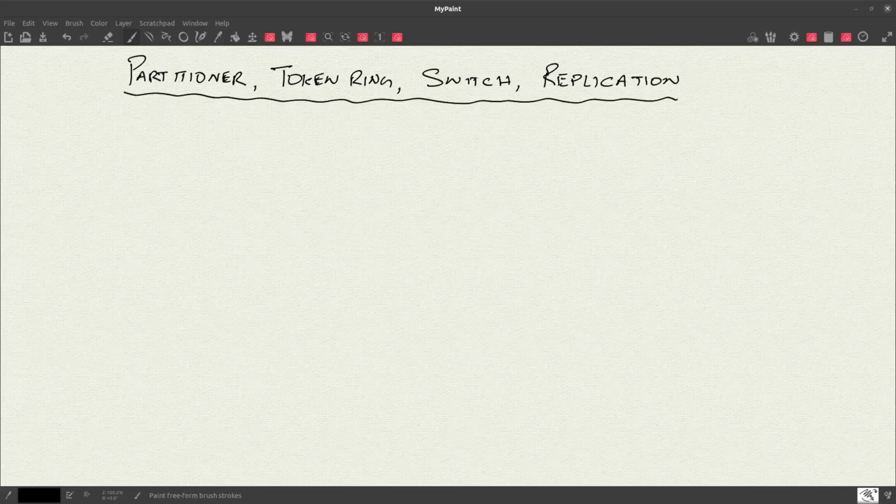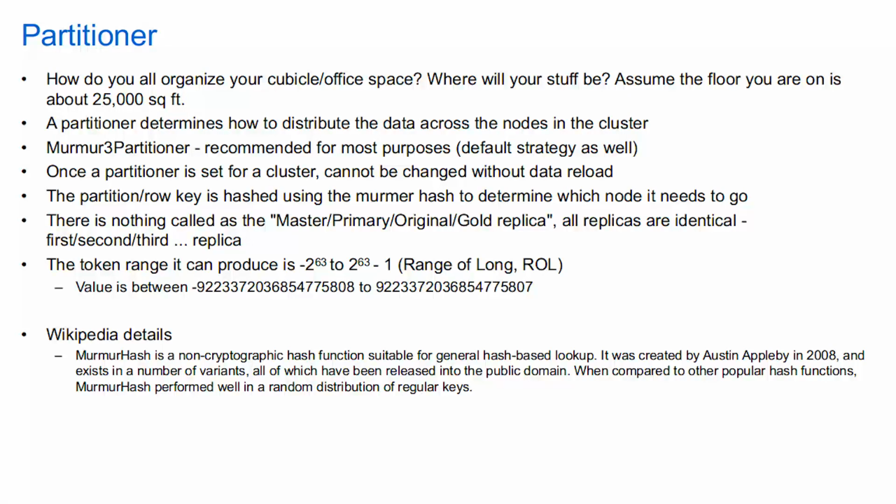This segment is about partitioner, token ring, snitch, and replication. Probably these four topics have to be discussed simultaneously because there is a significant dependency among each other. So let me show you a slide. Let me show you everything here.